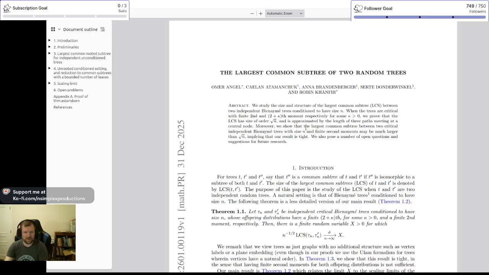Moreover, we show that the largest common subtree between two critical independent Bienaymé trees with size n and finite second moments may be much larger than root n, implying our result is tight. We also pose a number of open questions and suggestions for future research. Maybe we did read this. This proof is tight.